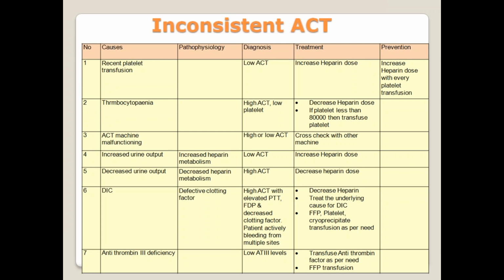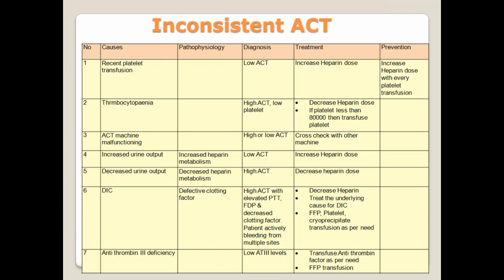So what are the causes that the ACT can be fluctuating or inconsistent? Number one, any blood product transfusions, platelet transfusion or FFP transfusion, can lead to inconsistent ACT. Because when you give a platelet transfusion or FFP, the ACT level will go down.